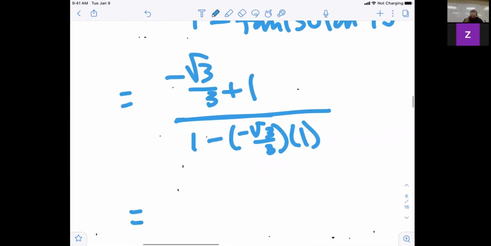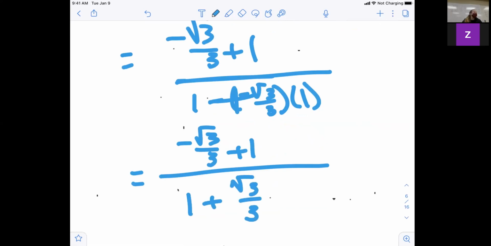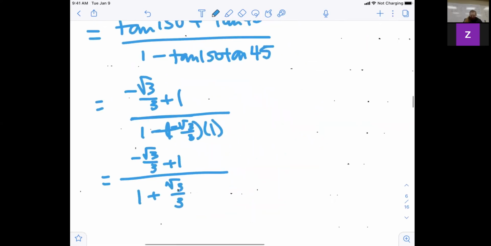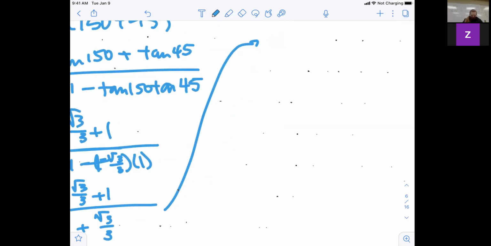I'm going to simplify it one step before I'm going to say that you're okay to stop, but I'm going to go a little bit farther today. I'm going to talk you through why I would keep going. I've got negative root 3 over 3 plus 1, and then the bottom, negative root 3 over 3 times 1 is just itself. So it becomes a big plus on the bottom. So 1 plus root 3 over 3. I told the other class you're okay to stop here. It is okay to be done here. However, I'm going to keep going because I don't like fractions in my fraction. So just like from all the math I know, I don't want this fraction to be here. So I'm going to keep simplifying if I can.